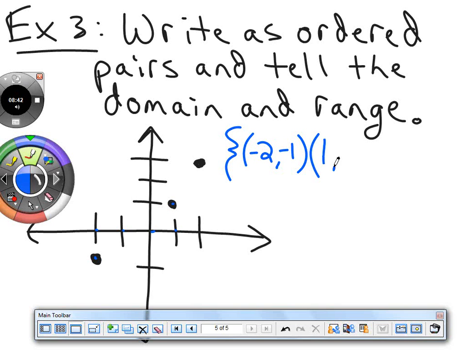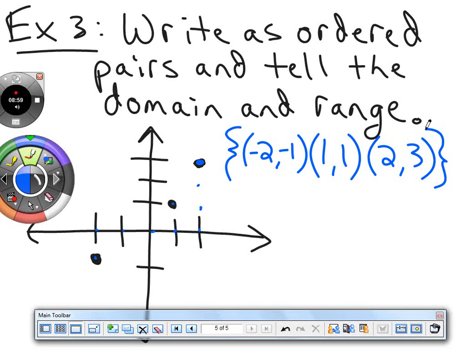So that point would be 1, comma 1. And then this point here would be over 2 and up 1, 2, 3. So that would be 2, comma 3. That is the set of ordered pairs right there.